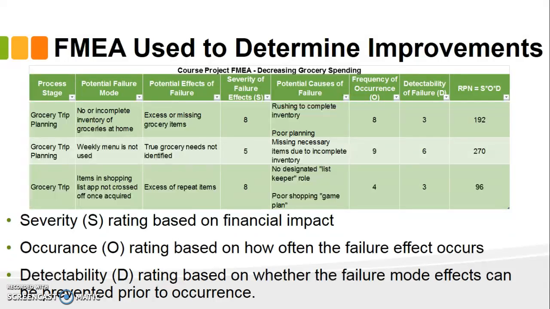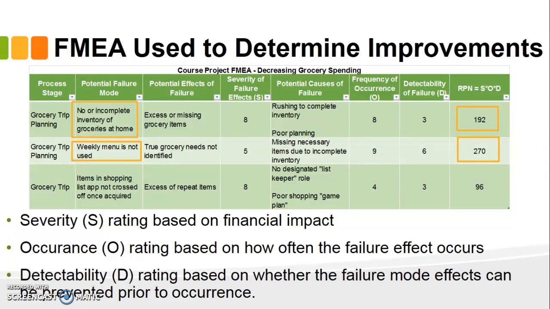Using our severity, occurrence, and detectability ratings, I'm able to assign each failure mode effect an actual risk priority number, the RPN. Looking at that, you can see that the weekly menu is the one that comes up with the highest RPN of 270 here. And then also the inventory system comes up with a high RPN of 192. Again, the severity ratings are based on financial impact, with 1 being very low and 10 being very high. Occurrence is based on how often it occurs. Detectability is based on whether we can prevent and correct the failure mode effect before it occurs itself.